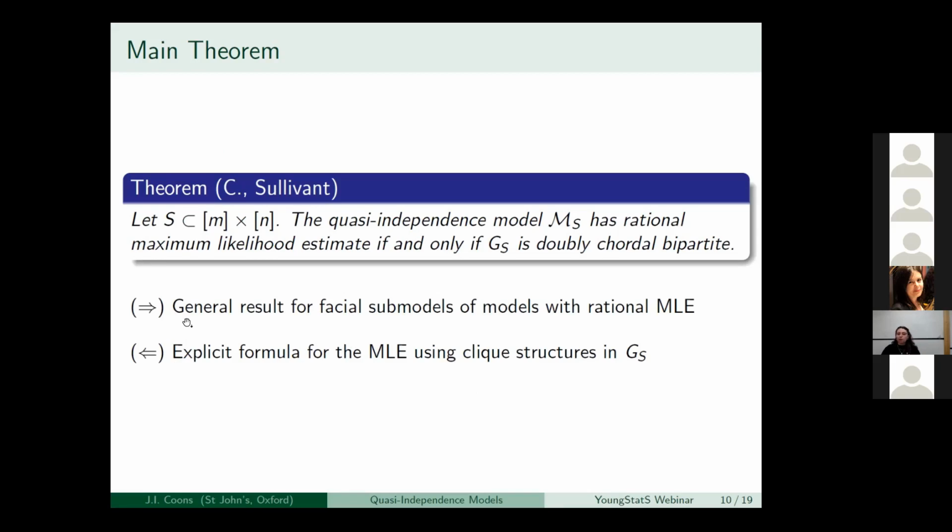The forward direction, we prove using some polyhedral geometry. We prove a general result regarding facial submodels of models with rational MLE. And in the backwards direction, we give an explicit formula for the MLE using the clique structures in the graph.